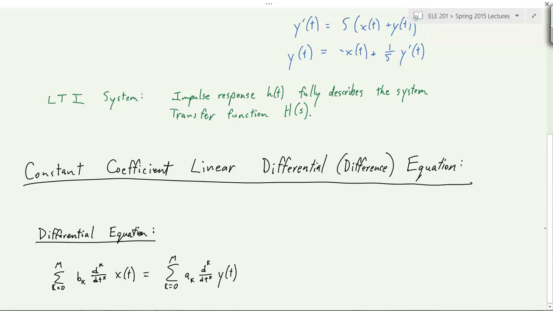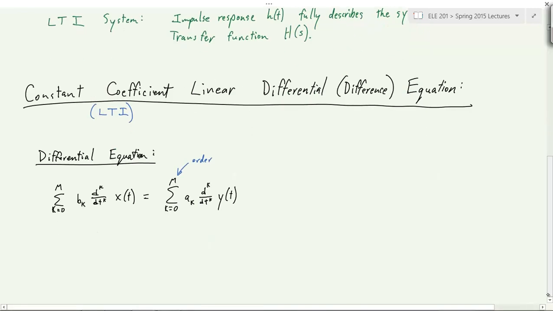Okay, so notice something. And by the way, we say that the order is m, if there are m terms here. So this is like an mth order differential equation. Okay, these are going to be LTI, all right, because the coefficients are constant and because of this linearity. These are LTI systems. All right.